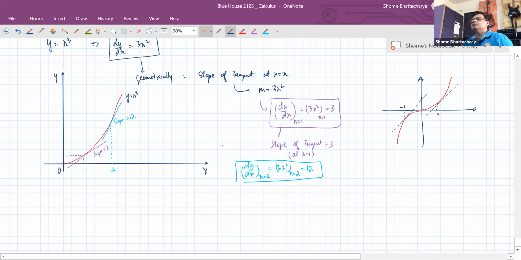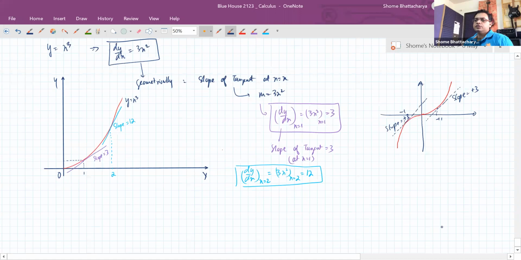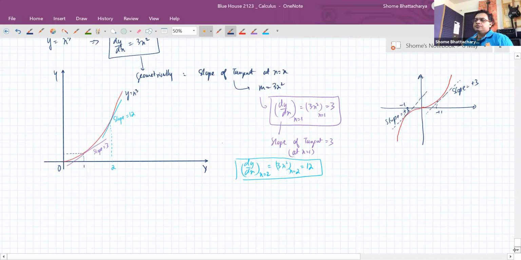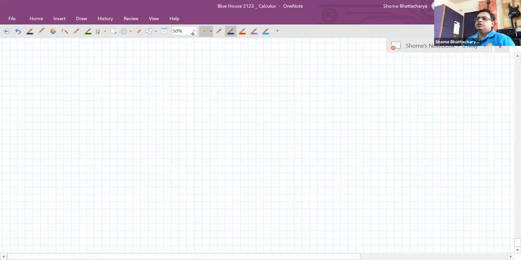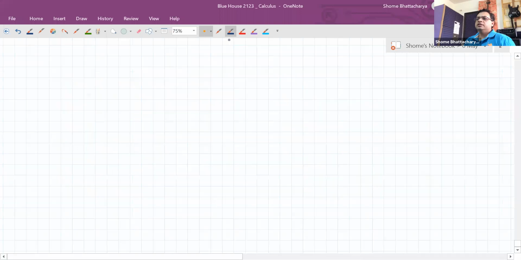So if this point is -1 and this point is +1, then this also has a slope of +3. This one also has a slope of +3. So that is the interesting property that this x cube graph is having. It has an exactly symmetrical shape. So that's the property that you can see through the instantaneous rate of change concept also. All right, so hope this is clear. Now, just to wind up today's session, we will see a couple of more important things about instantaneous rate of change.